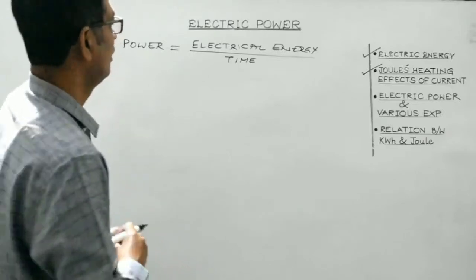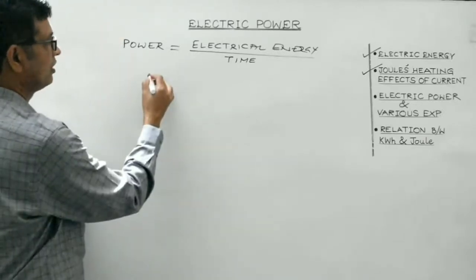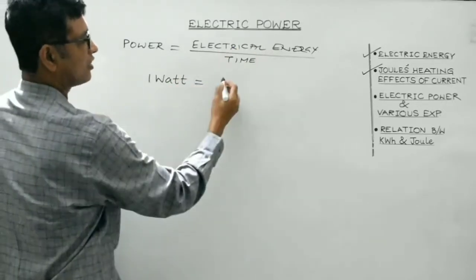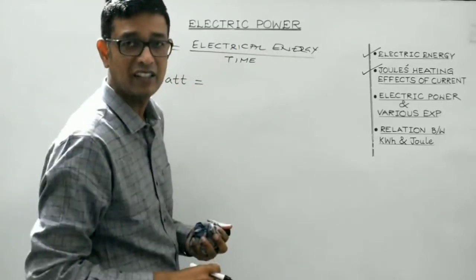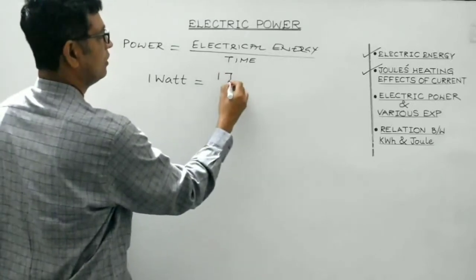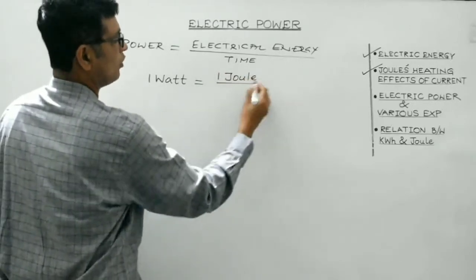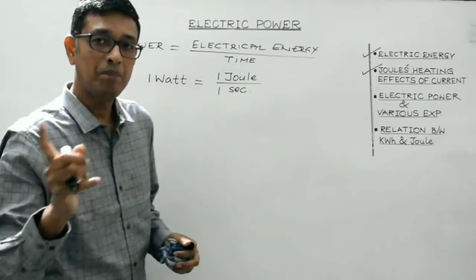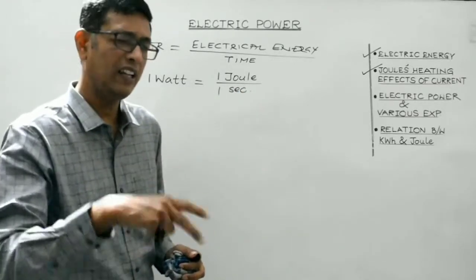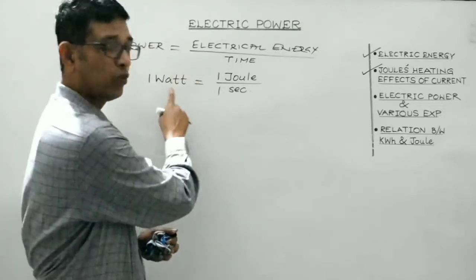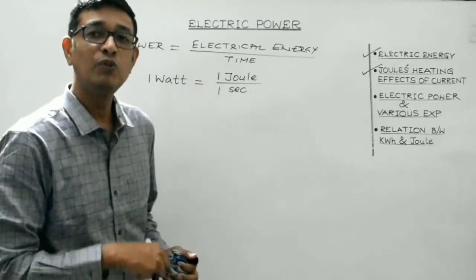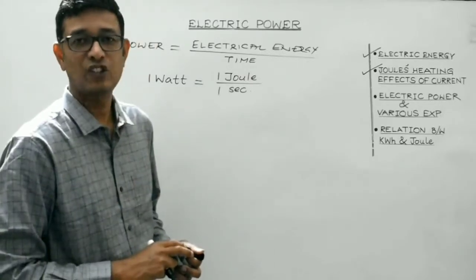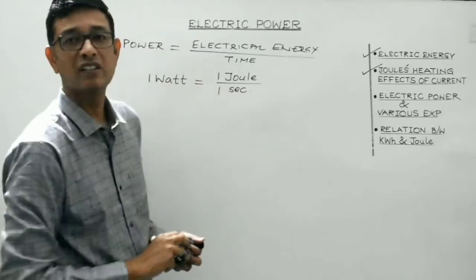Clear, students? So regarding its unit, the SI unit of power is watt. The SI unit of electrical energy, or any energy, is joule. And time is measured in second. So the electric power of a circuit or any electrical device is said to be 1 watt if it consumes 1 joule of electrical energy in 1 second. Clear, students? So this is how 1 watt is defined.